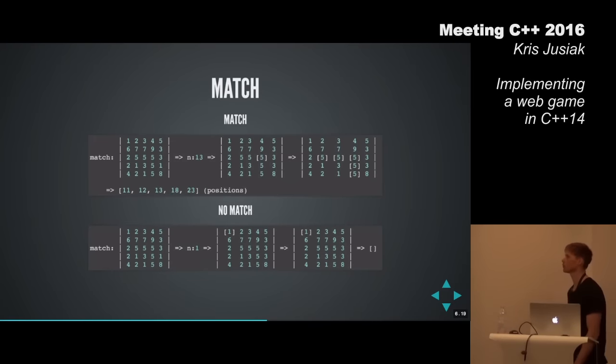And the final one, which is match, in order to scroll the board afterwards and do all stuff with it, we transform the given match. So all the elements which were matched into the positions. So here, when we have a view and we found our match, these 5s which were matched will return the positions of those elements in our view. So the first 5 is on position 11, the second on 12, and so forth.